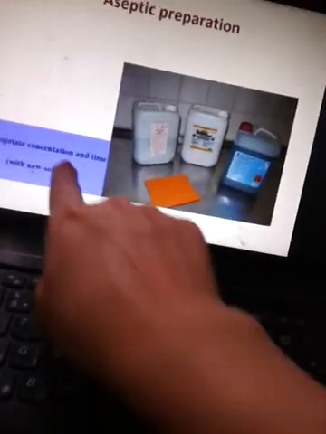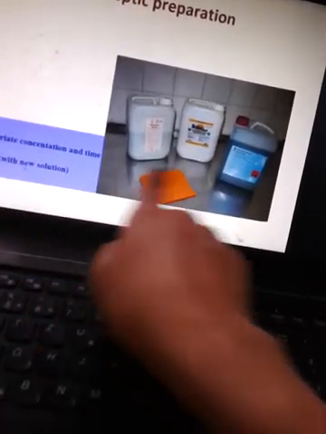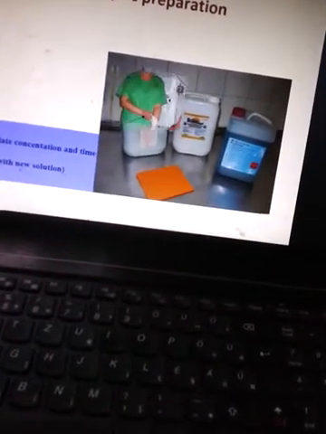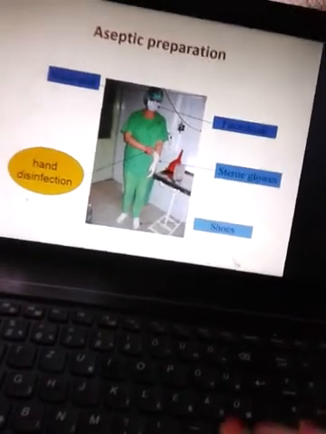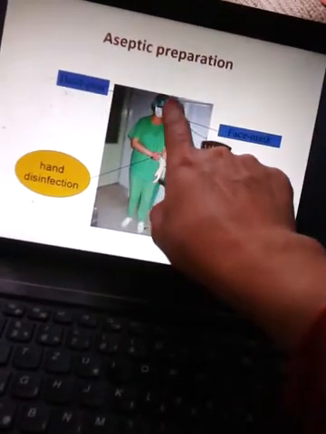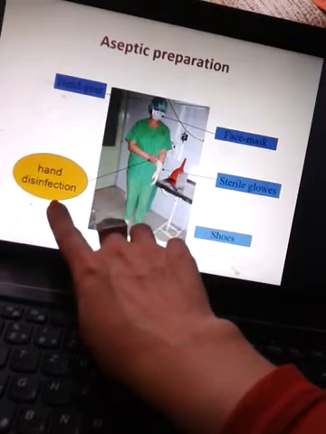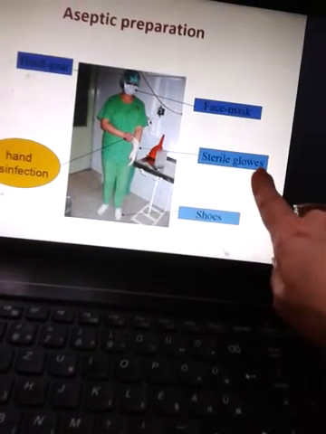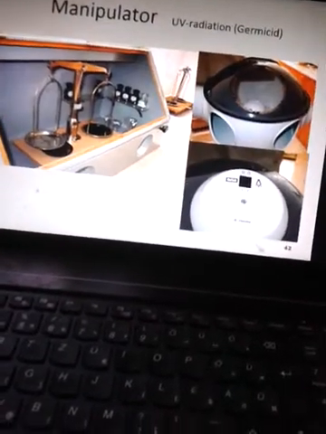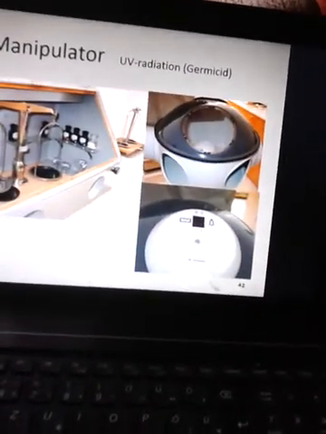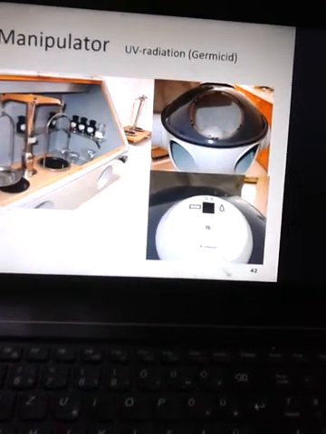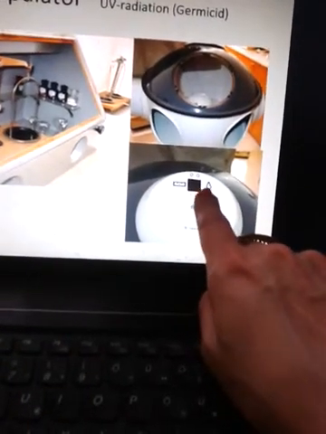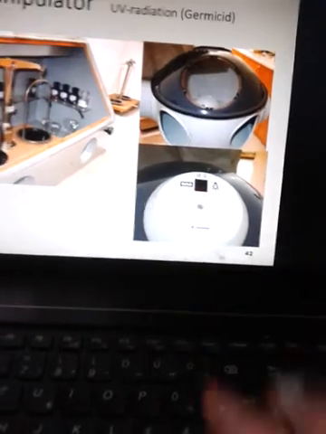Aseptic preparation, appropriate concentration and time with new solution. Head gear, سربند, head disinfection, face mask, sterile gloves and shoes. Manipulator, UV radiation, that's a germicide. چراغش خاموش یا روشن باشه UV بزنیم یا نزنیم بکشیم میکروبا رو.